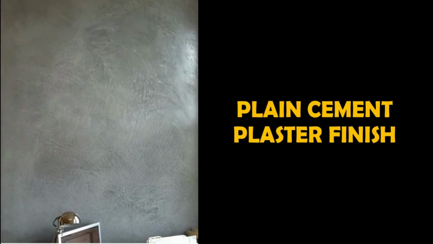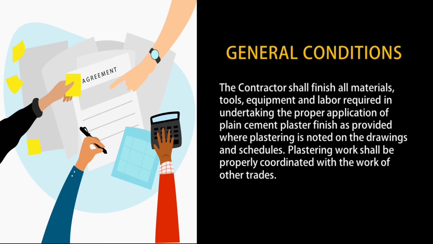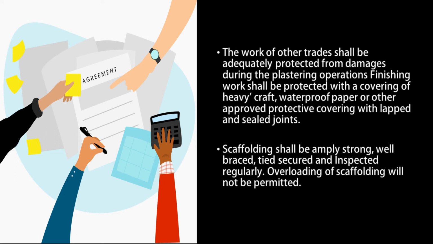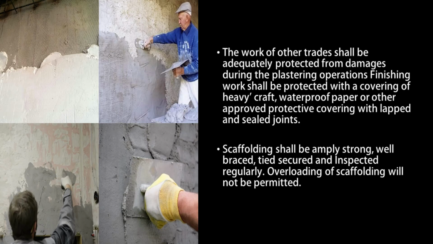Plain cement plaster finish. General conditions. The contractor shall furnish all materials, tools, equipment, and labor required in undertaking the proper application of plain cement plaster finish, as provided where plastering is noted on the drawings and schedules. Plastering work shall be properly coordinated with the work of other trades.